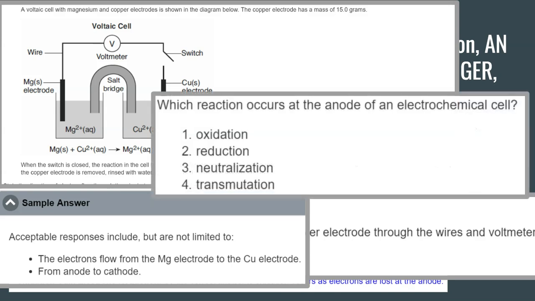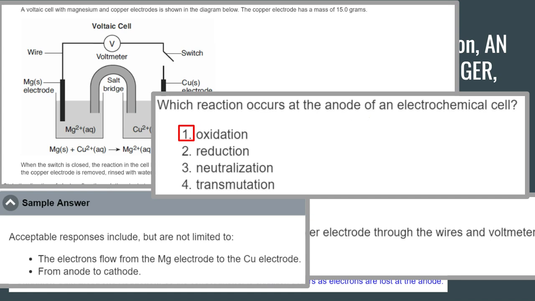Which reaction occurs at the anode of an electrochemical cell? In every anode of every electrochemical cell, it's always oxidation. UNOX, red cat. Anode, oxidation. Cathode, reduction. So the correct answer is 1.